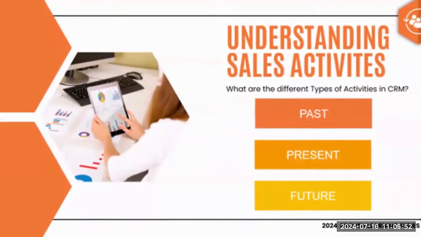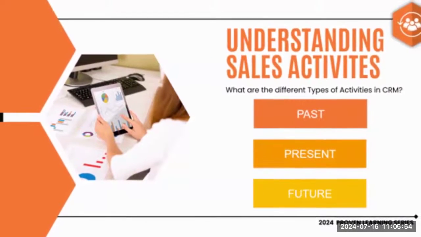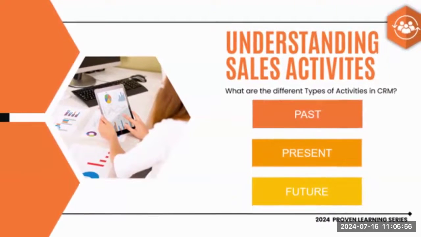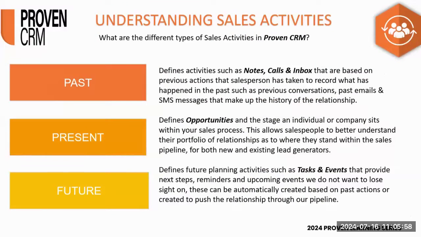Here, we can break down sales activities into 3 categories: past, present, and future activities. Past refers to activities such as notes, calls, and inbox. These activities are based on previous actions taken by a salesperson to record what has happened in the past. This includes previous conversations, emails, and SMS messages, which collectively make up the history of the customer relationship.